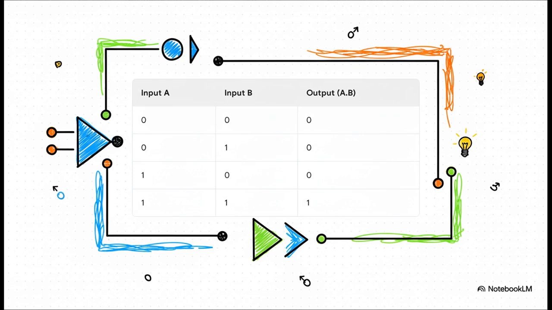Look at this table. To get a true output, a 1 from an AND operation, you need input A and input B to both be 1. See that? Any 0 at all in the inputs means you're going to get a 0 in the output. This is kind of the strict one of the bunch.